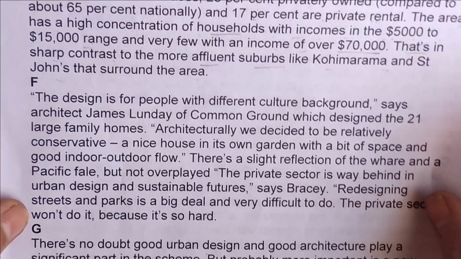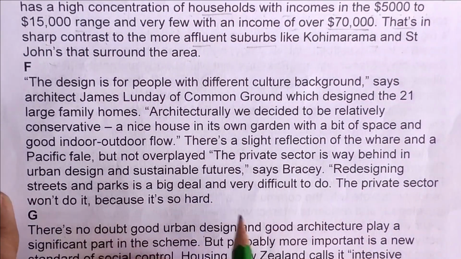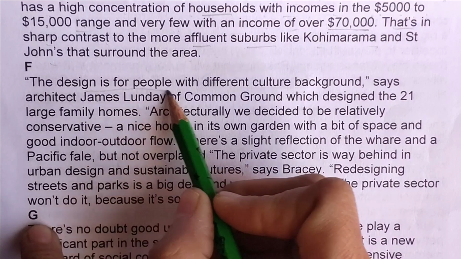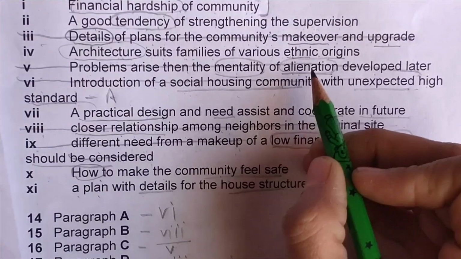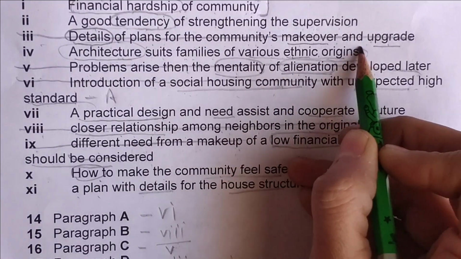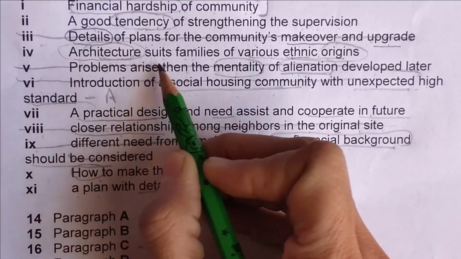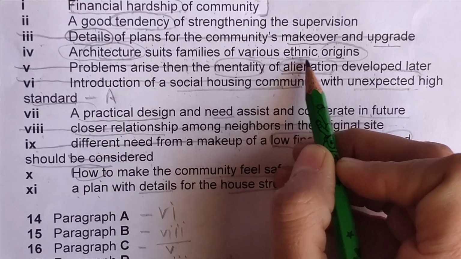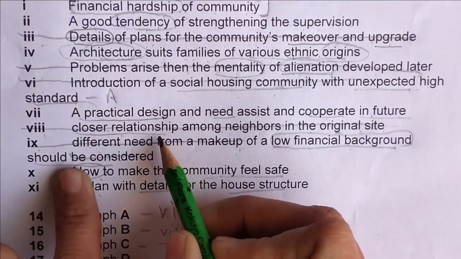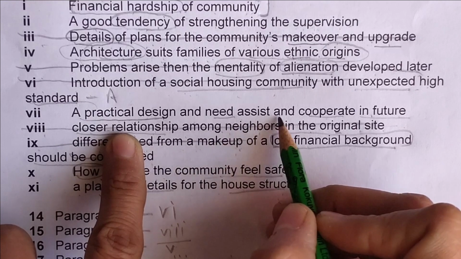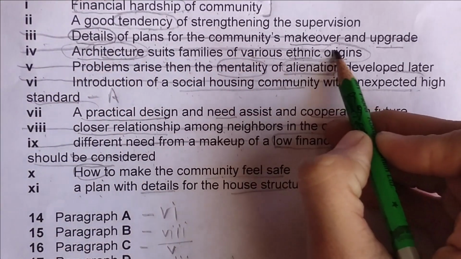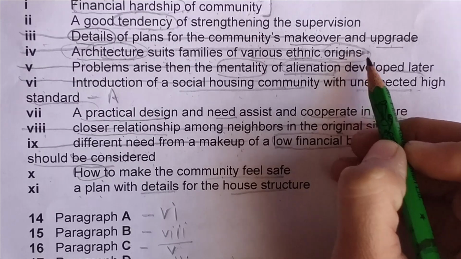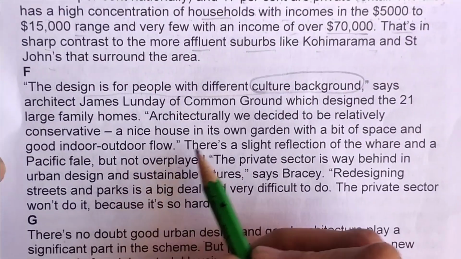Now let's read the F paragraph. You can see the design is for people with different cultural background. Yes, of various ethnic origins. Design means architecture suits families of various ethnic origins. So here another practical design need assist and cooperate in future. So I will finally be putting this only, but let's read the another part of the paragraph.